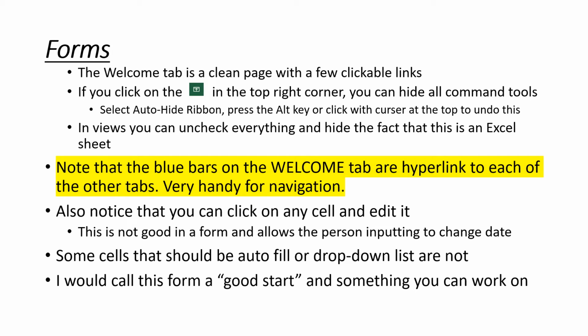If you were to click the up arrow in the upper right corner, this would make the toolbar disappear, hide your ribbon. You also might want to go to Views and unselect everything so it makes a nice clean sheet that you're looking at.